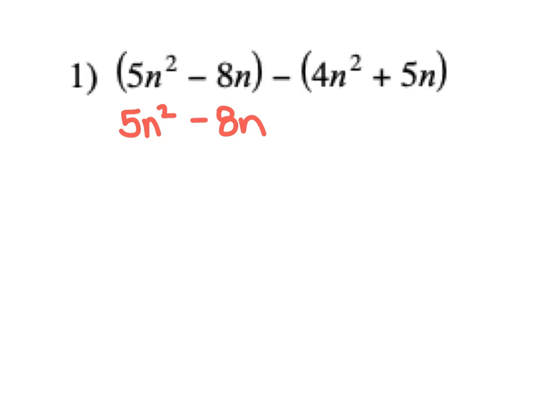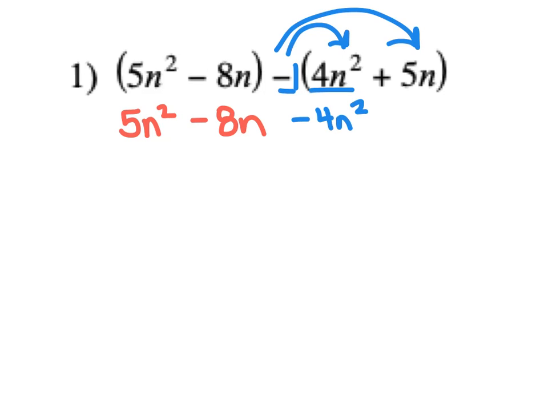Now my second term is different. I have a minus that is outside of my parentheses, so that is the same as a negative 1. I'm going to distribute that negative 1 to everything inside my parentheses. When I say distribute, I mean multiply. So negative 1 times 4n squared is a negative 4n squared, which I write as a minus sign because a negative and a minus are the same. Then I have negative 1 times positive 5n, or negative 5n.